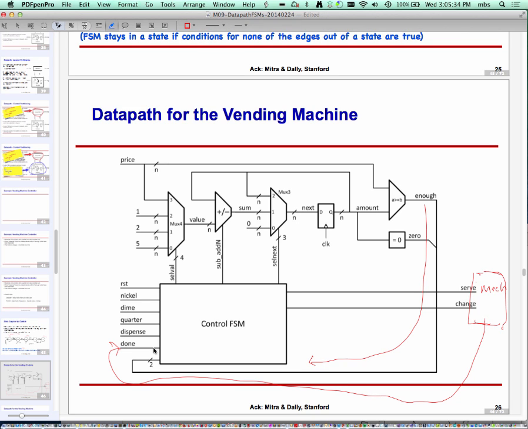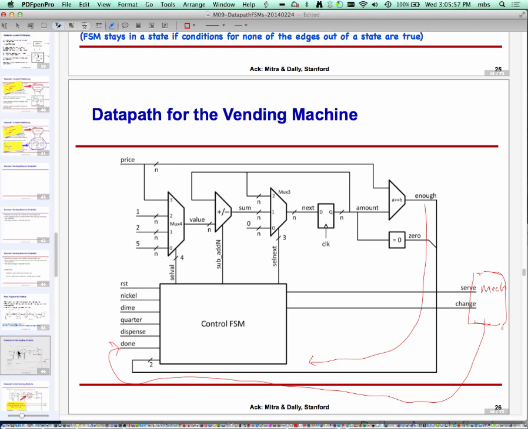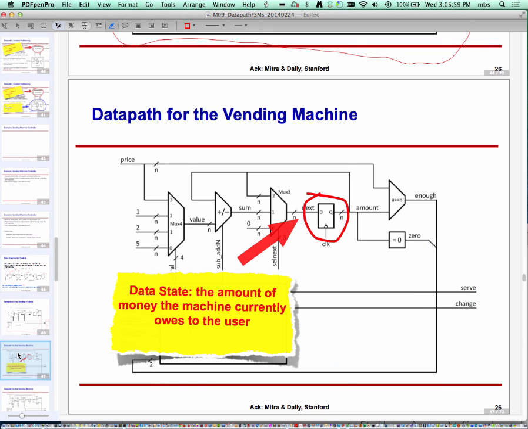So 1, 2, and 5 stand for, remember, you have a nickel, dime, and quarter. So 1 stands for a nickel, 2 stands for a dime, 5 stands for a quarter. Okay, so this register where I'm accumulating how much money I have, how much money I owe to the user, is the data state. It's the state of the data.